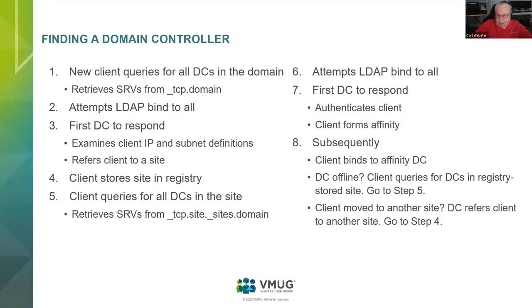So there's a lot of detail in here. The main thing is, if you don't have subnets defined properly, you are affecting your users, and you're affecting their logon experience, and you're affecting their group policy application. All right. Any questions on how a domain controller is found?